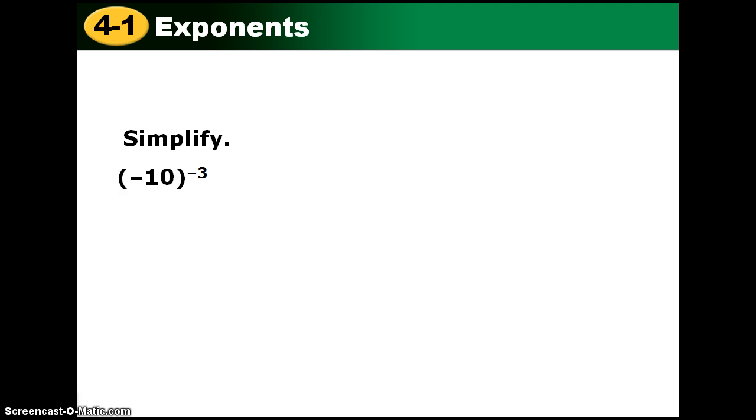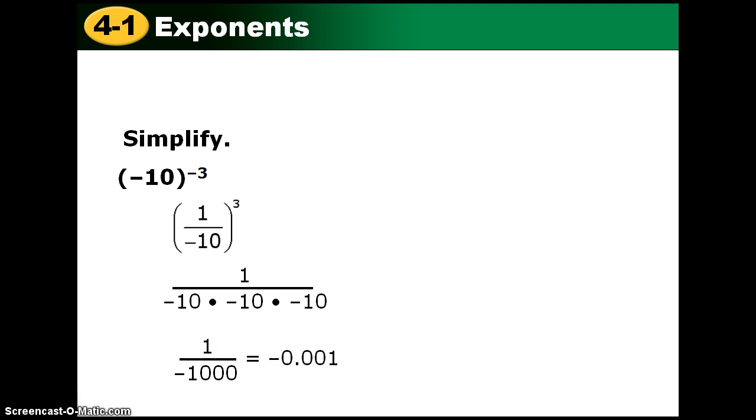What if it's negative 10 to the negative third? Simple. Put a 1 on top, put a negative 10 on the bottom, raise it to the 3rd power. So we get 1 over negative 10 times negative 10 times negative 10, which is 1 over negative 1,000, which could be written as a decimal as well.